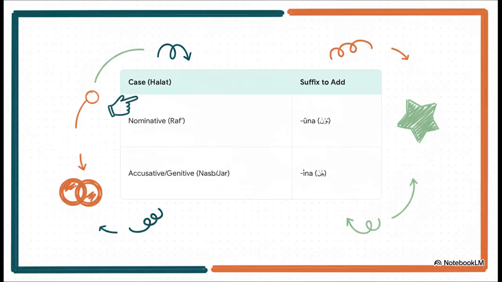So for the masculine plurals, it works just like the dual, but with different endings. If the noun's in the raf case, you add una. So our Muslim becomes muslimuna. For the other cases, nasb and jar, you add ina, so it becomes muslimina. Simple as that.